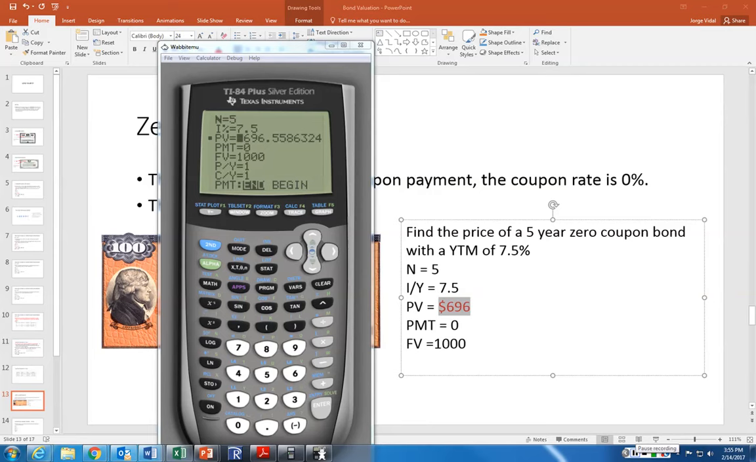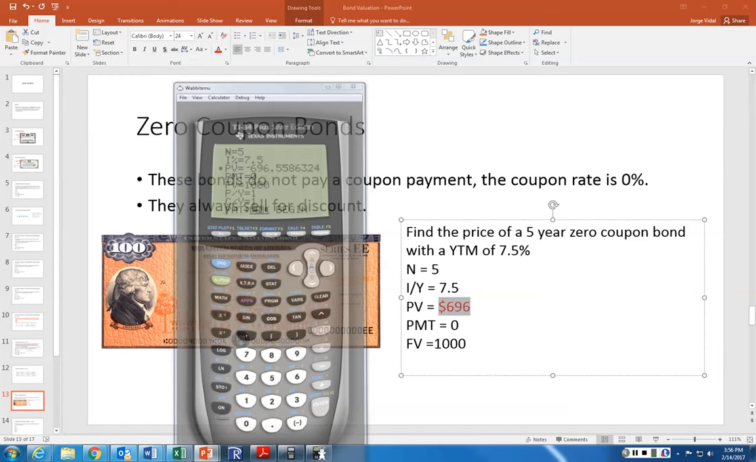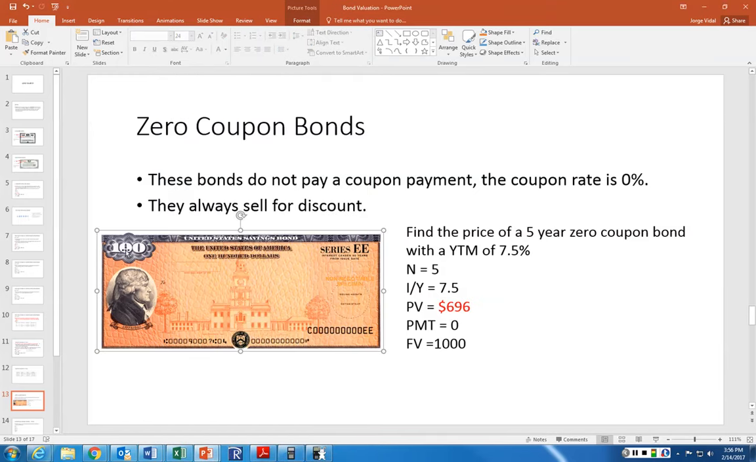And there are a couple of reasons why they fluctuate. Either you have less time until maturity, okay, the N is 5 and then 4 and then 3, 1, 0, or the I%, the YTM, can change. When conditions in the economy change, rates will also change, which is going to affect your present value. The payment, in this case, is 0. It's a zero coupon bond, but that one doesn't change. And the future value is also not going to change. It's 1,000. Okay, it's like this bond we have on the screen. You can see that the face value is 100 and it's on the bond. It doesn't change.